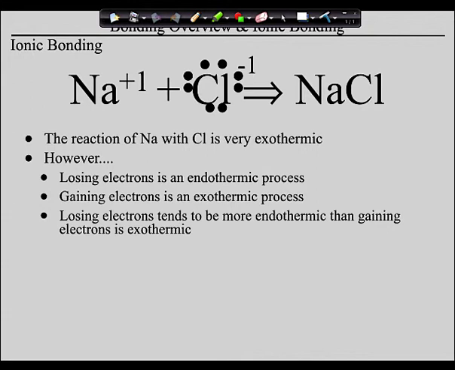So now we've got a problem. Now we have a problem. There is more energy going into getting the electron off of sodium than there is released by adding the electron to the chlorine. And yet, this process is clearly exothermic. So what's going on? Go ahead, Caleb.